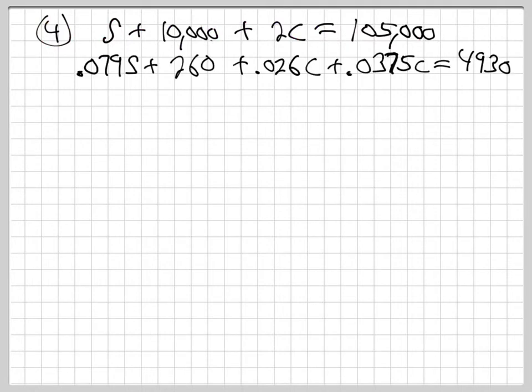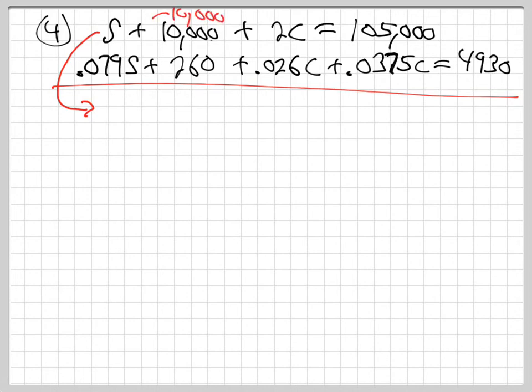Okay, so here it all is rewritten. Now let's combine terms. Take that top equation, and I'm going to subtract 10,000 from both sides because we want to get the letters on the left and the numbers on the right. That'll give us S plus 2C, and on the right, 95,000. So we got the first equation cleaned up nicely.